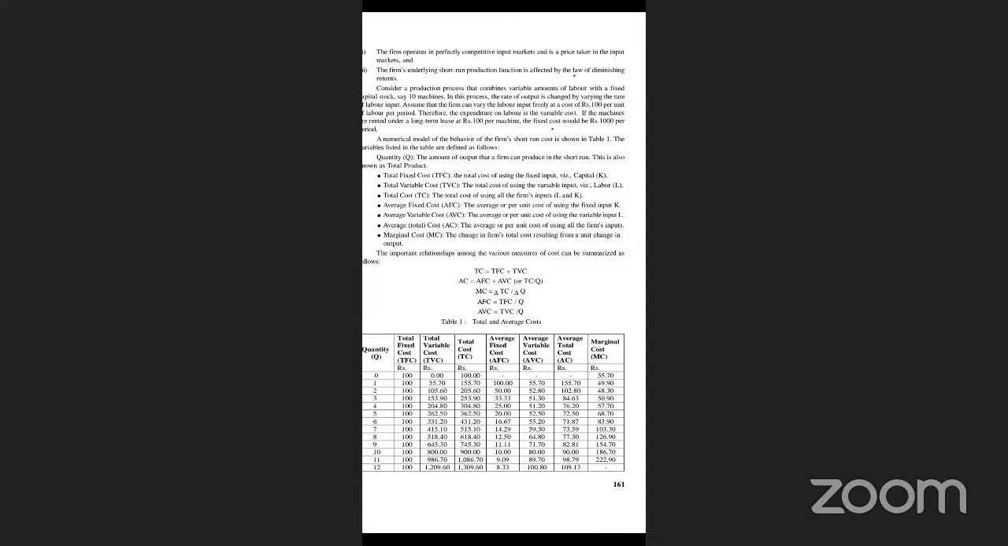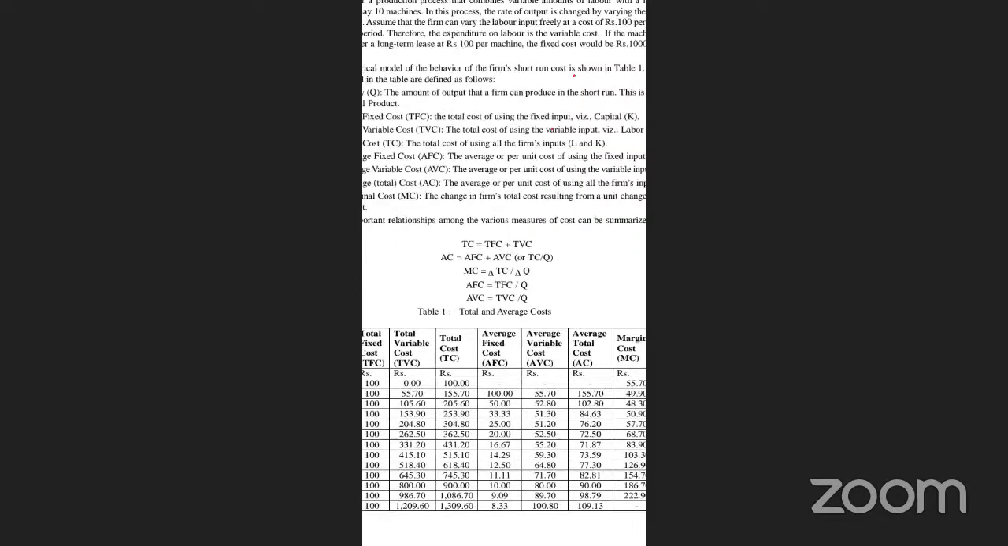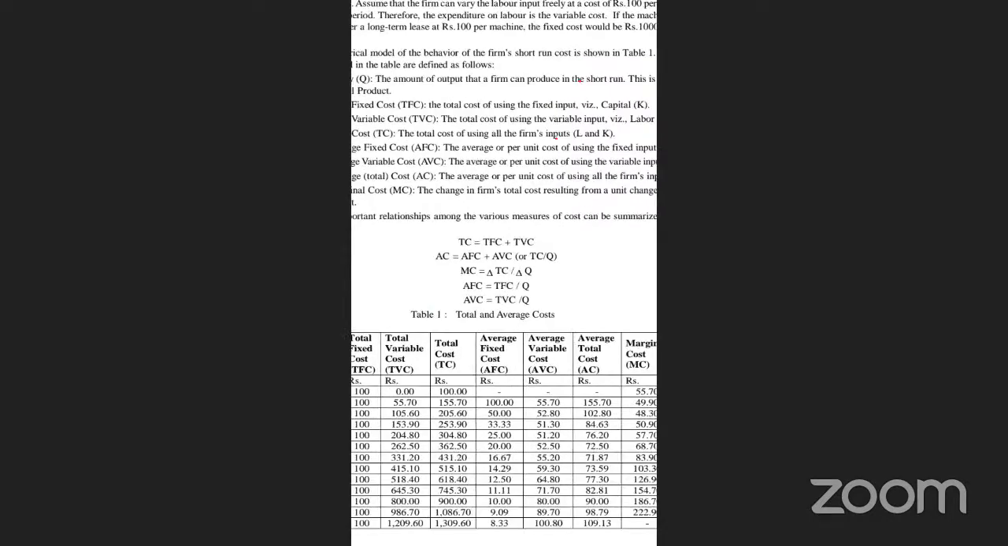Marginal cost is MC. Marginal cost, I repeat again, as we learned in earlier classes, is a small change in the total cost which happens due to the change in the output. Now, the important relationships that you have to understand are these formulas. TC, that is total cost: how do you get it? Simply, fixed cost and variable cost should be added. So total fixed cost and total variable cost should be added.